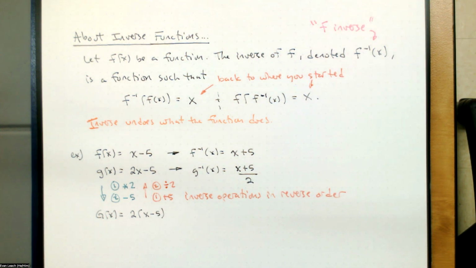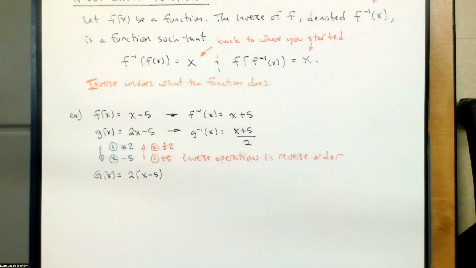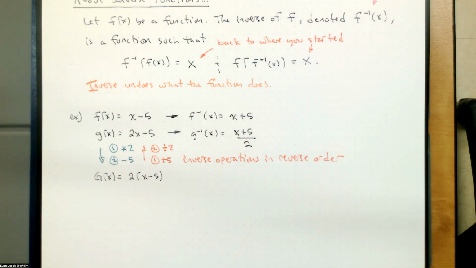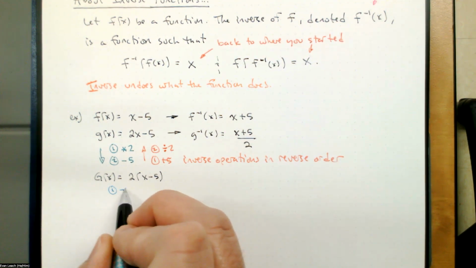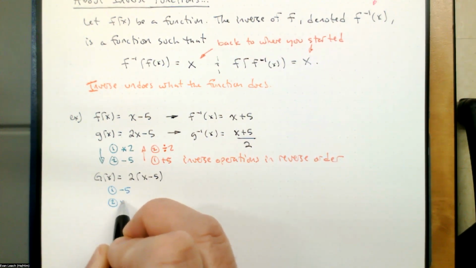So if I trade the order of operations of multiplying by 2 and subtracting 5, then the function would look like this. 2 times the difference between a number and 5. So the order of operations in this example, capital G says first subtract 5 and then multiply by 2.